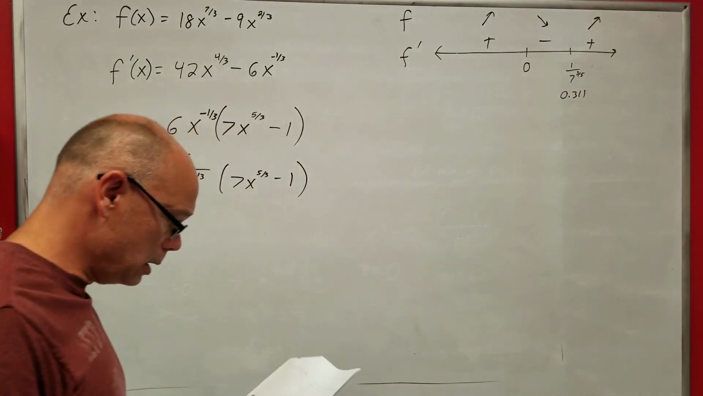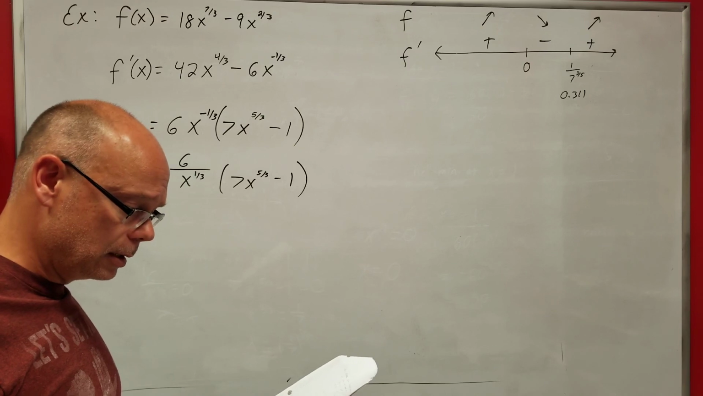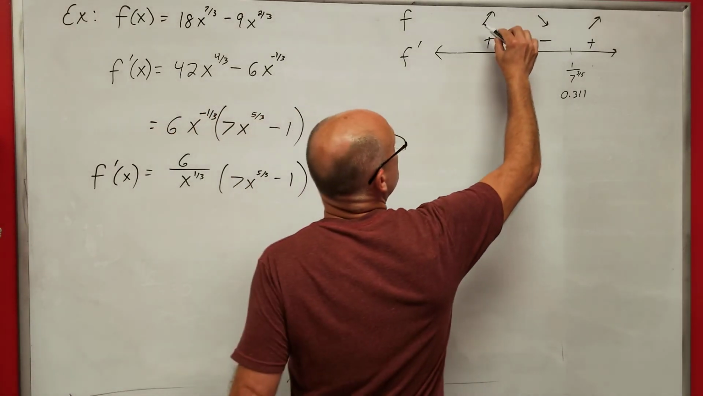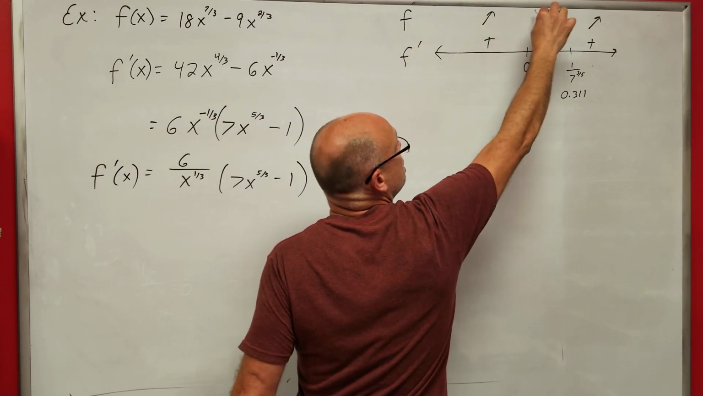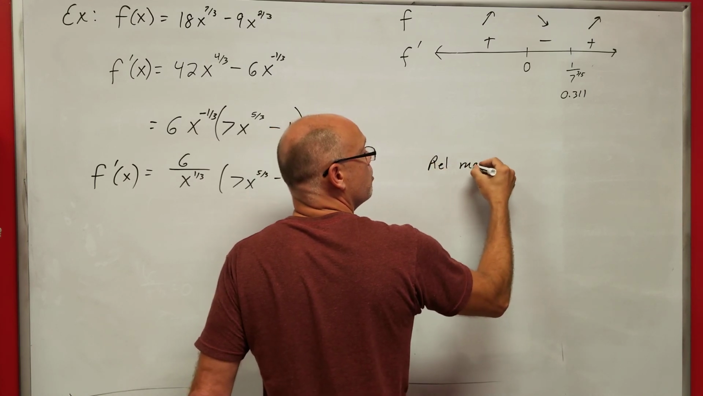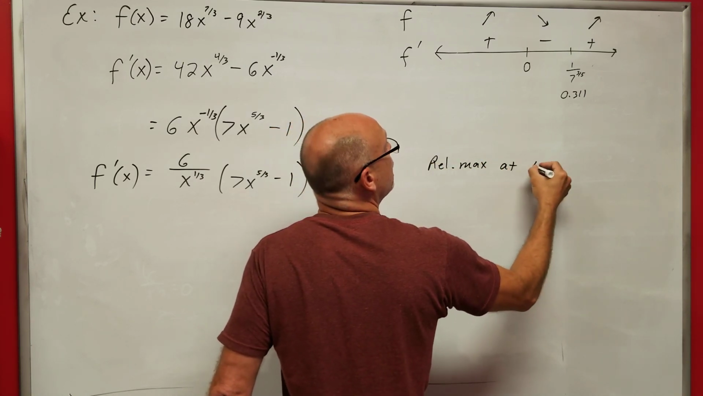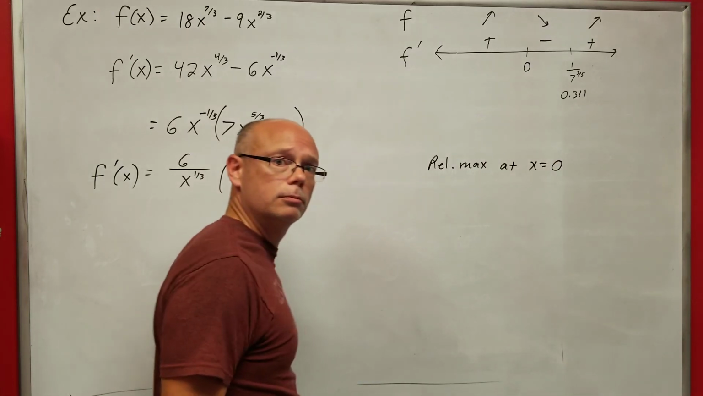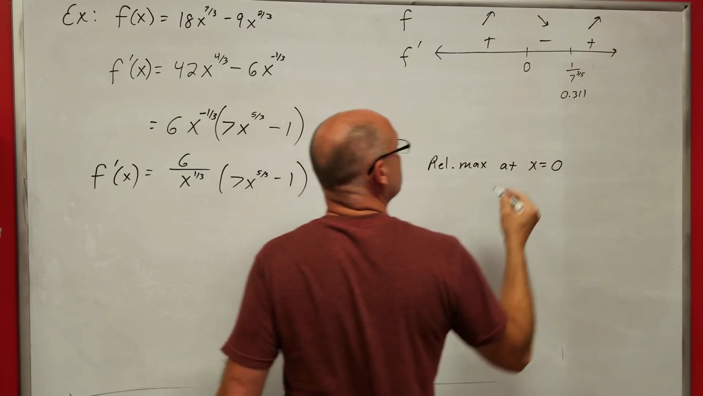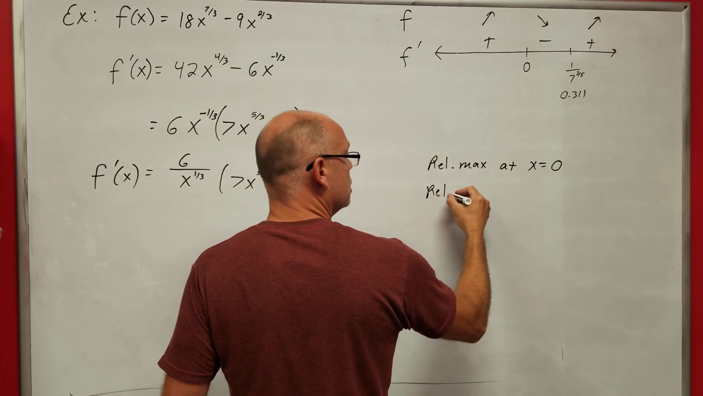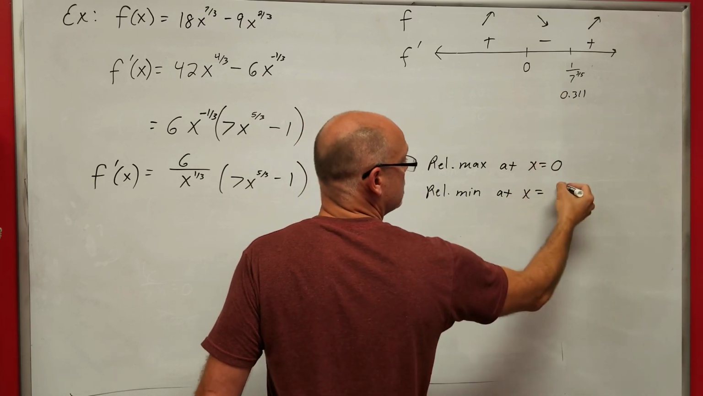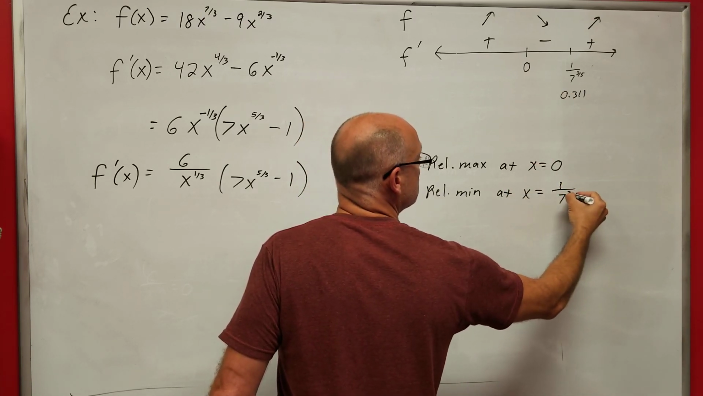So what are they wanting here? They're wanting to find where the max and mins occur. So what happens here if your function f is going from increasing to decreasing? You're going to have a relative max at x is equal to 0. And what happens right here if your function f is going from decreasing to increasing? It's going to have a relative min at x is equal to that nasty number, 1 over 7 to the 3/5.